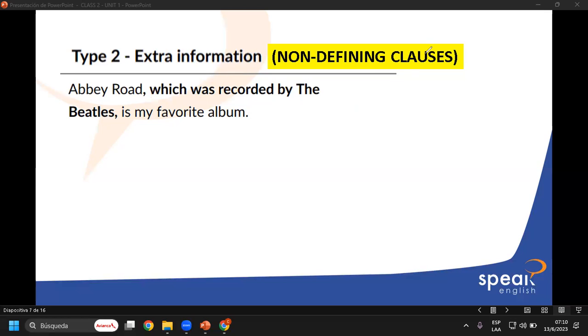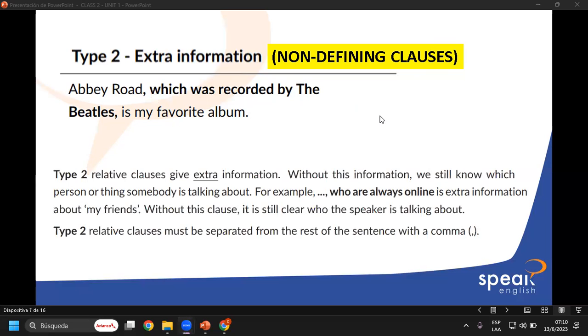Okay, so here I need volunteers for reading this paragraph, please. Me, teacher. Thank you, go ahead. Type 2. Relative clauses give extra information. Without this information, we still know which person or thing somebody is talking about. For example, "who are always online" is extra information about my friends. Without this clause, it is still clear who the speaker is talking about.